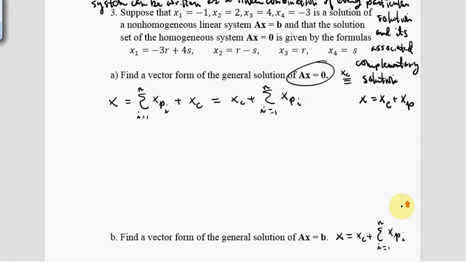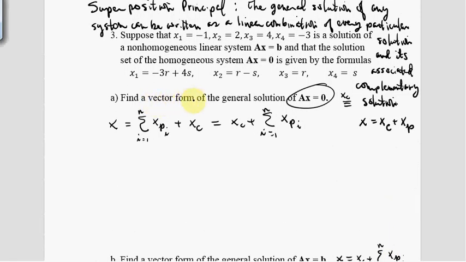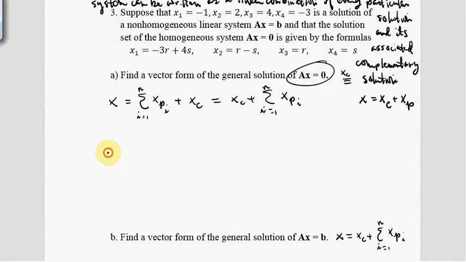Well, so here it says find the vector form for the general solution of AX equal to 0. That's where, when you take the matrix and reduce it down, they got x sub 1 equal to negative 3r plus 4s, x sub 2 is equal to r minus s, x sub 3 is equal to r, x sub 4 is equal to s. That gives us here this x sub c.